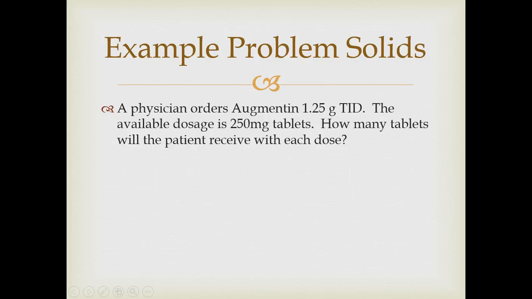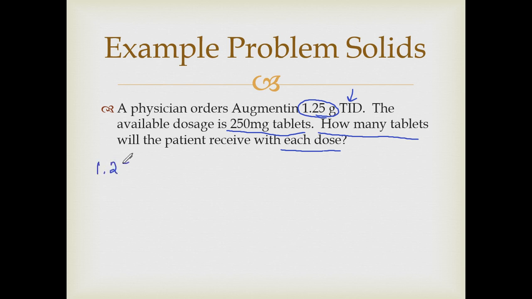So if you see a question that says a physician orders Augmentin 1.25 grams, TID, the available dosage is 250 milligram tablets, how many tablets will the patient receive with each dose? Now, this is asking us how many tablets. We're discussing the available dosage for each single dose. So our single dose here is 1.25 grams. We don't have to take into account the TID.